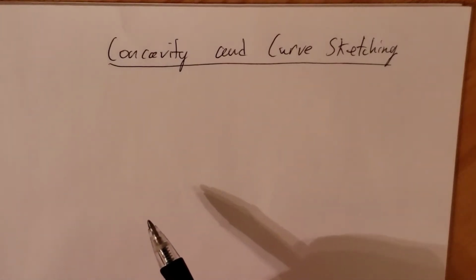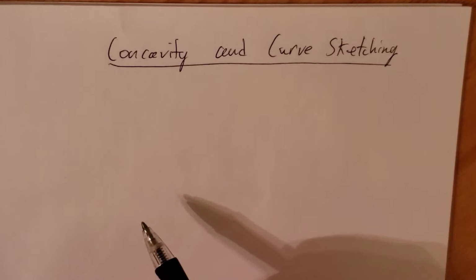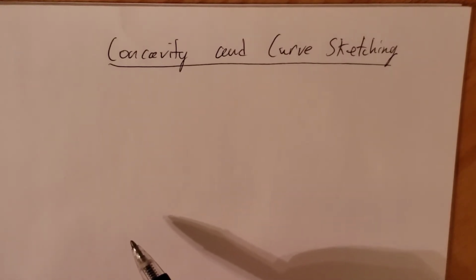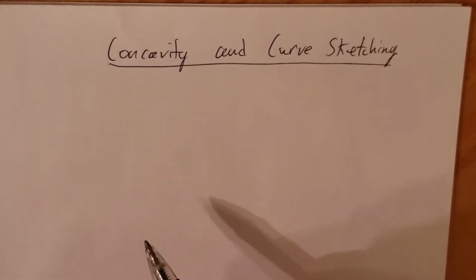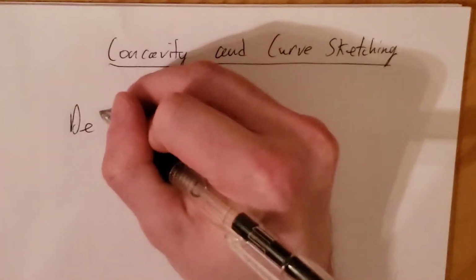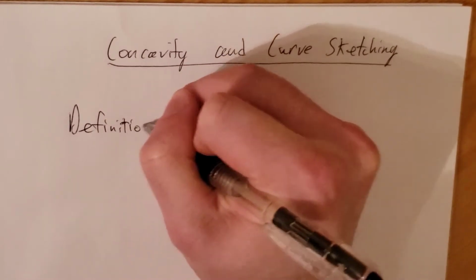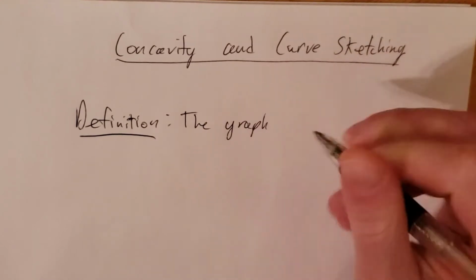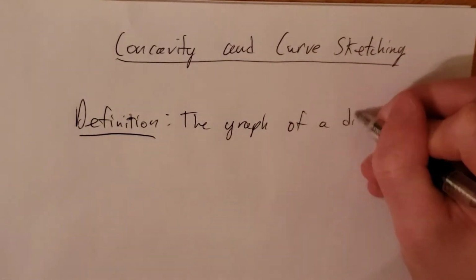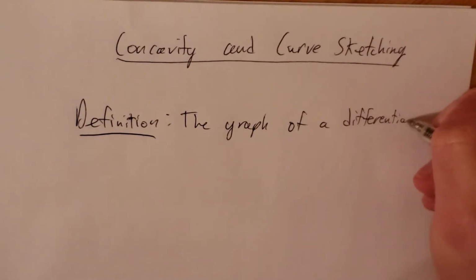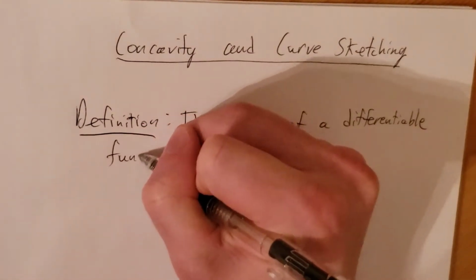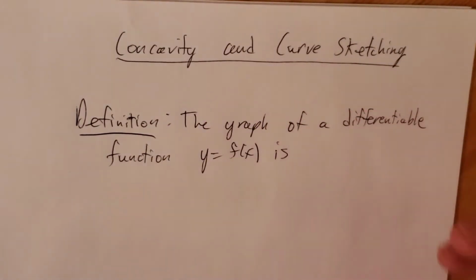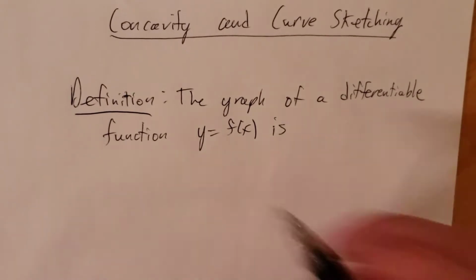In this video, we're going to discuss concavity and a few definitions and theorems related to that, and then we will start to see how this can be applied to sketching curves. So we're going to start with a definition here, and that is the graph of a differentiable function y equal to f of x is, and we have a few statements, a few definitions here.